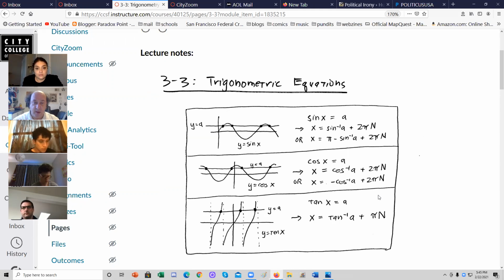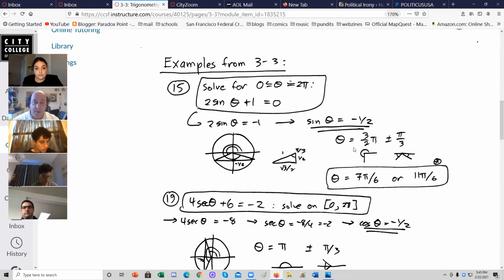So we have this. For example, some of these ask you to solve on the unit circle for theta between 0 and 2 pi radians. Okay, so here, 2 sine x plus 1 equals 0. Solve that. All right, first transpose the 1. 2 sine x equals -1. Sine x equals -1/2.